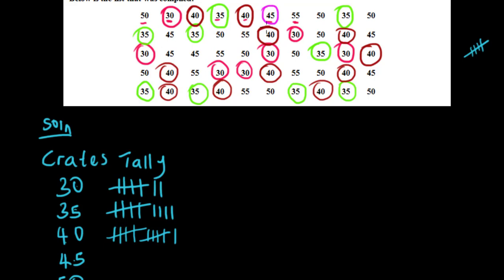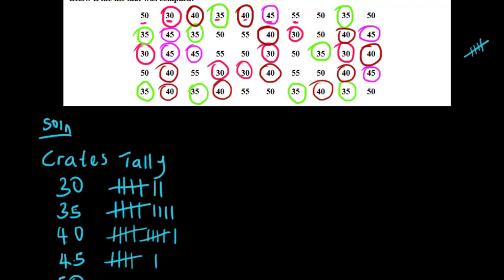Let's go for the next, 45. So we have 1, 2, 3, 4, 5, 6. We have six 45s. So we have 1, 2, 3, 4, 5, then 1.